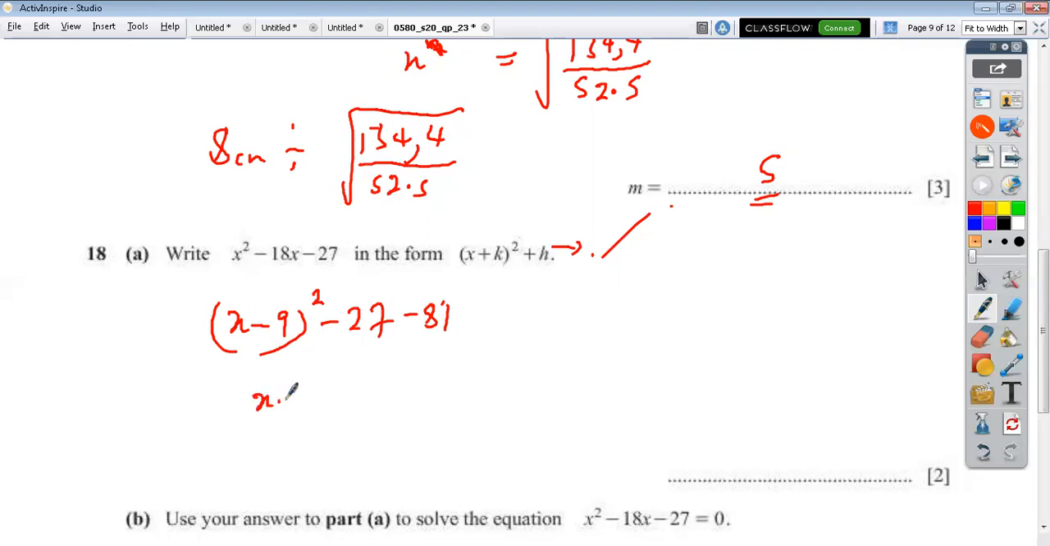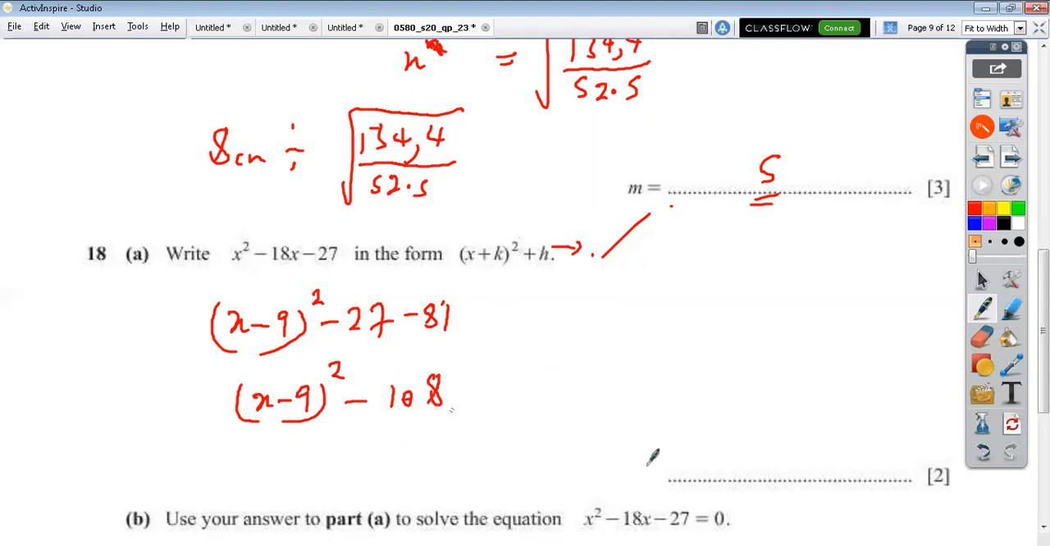So this will remain like that squared. Now we are increasing in the negative. So what's minus 81 minus 27 minus 81? What's that? Minus 108. Minus 108. Yes, that's correct. Is that clear?